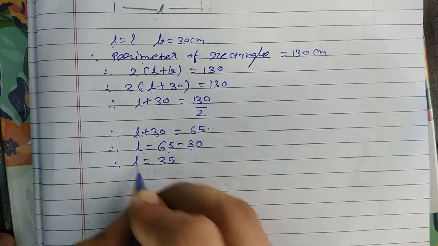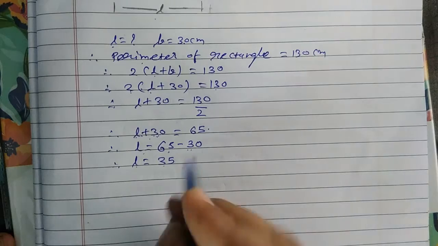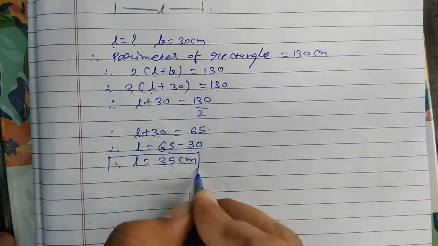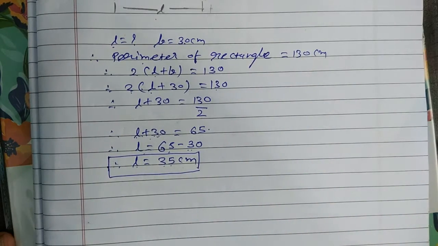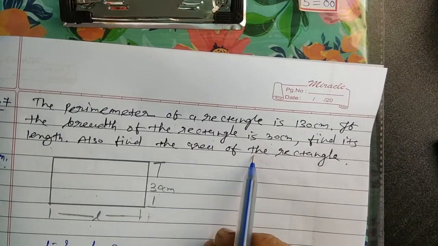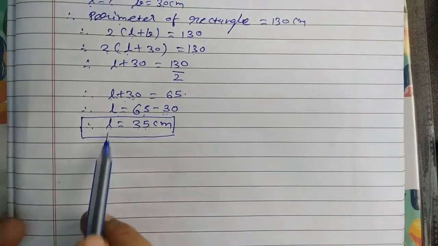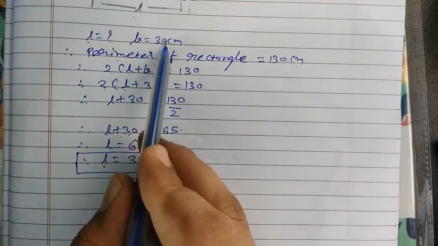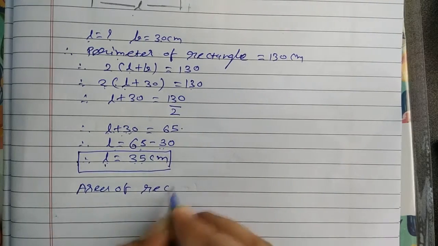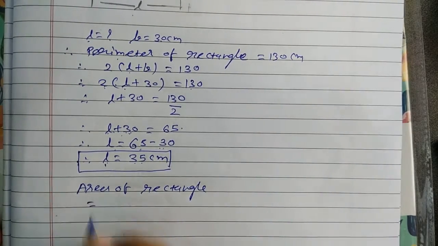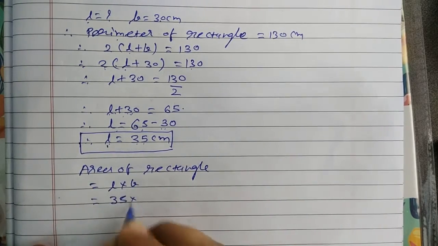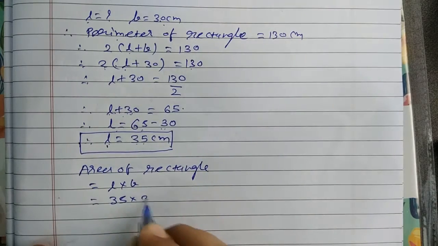So we have found the measure of the length of the rectangle, that is 35, and unit is centimeter. So L is equal to 35 centimeter we have found. Now also what we have to find? We have to find the area of the rectangle. So here we have length and breadth. We will use this information to find area of rectangle, that is equal to length multiplied by breadth. Length is 35 and breadth is 30.